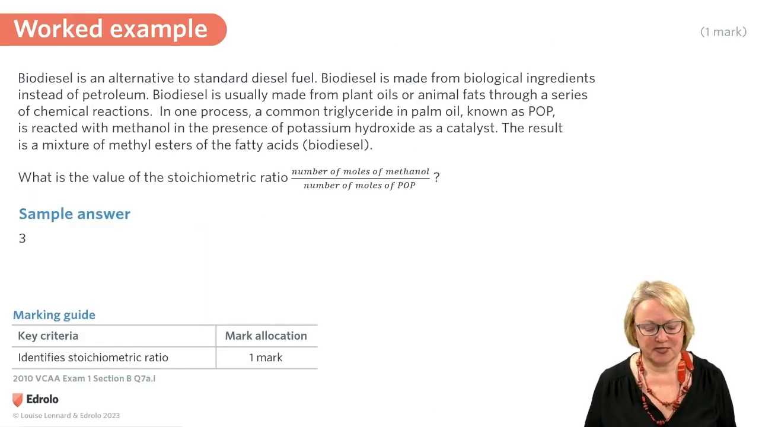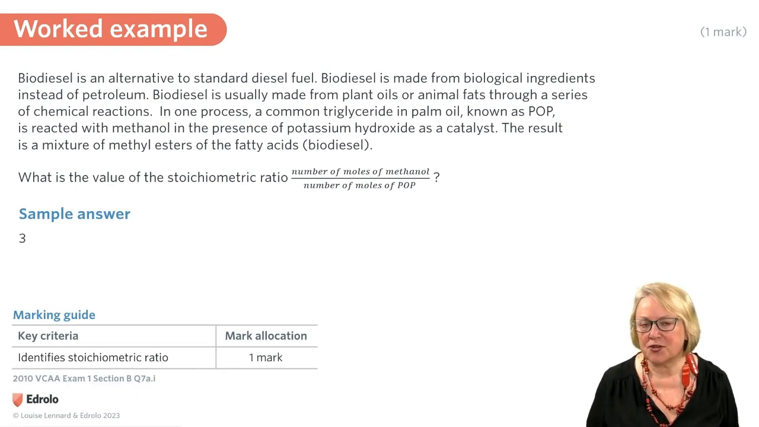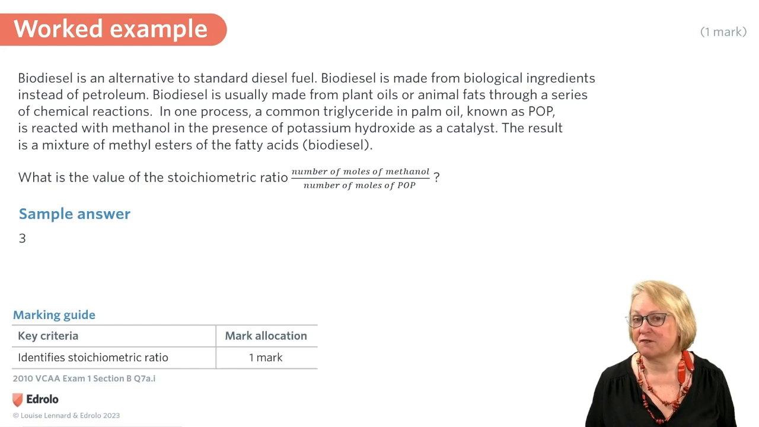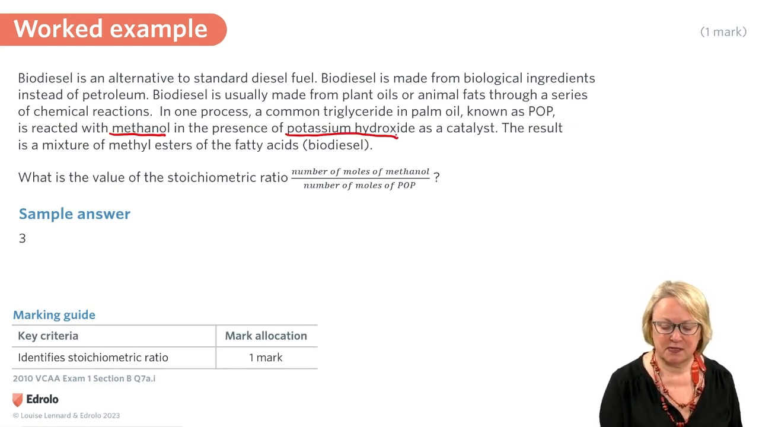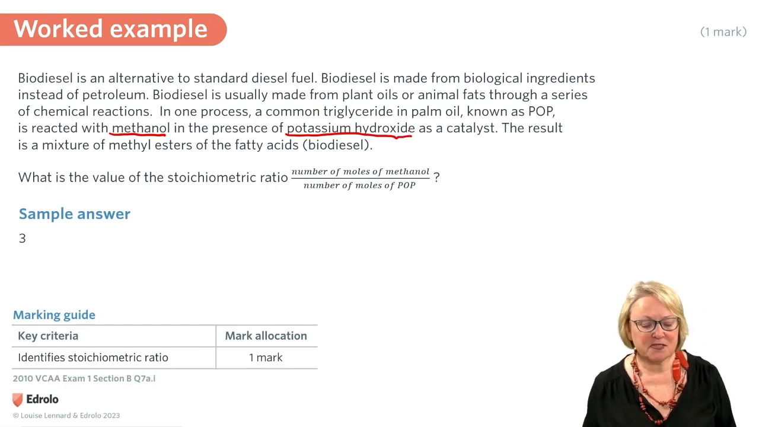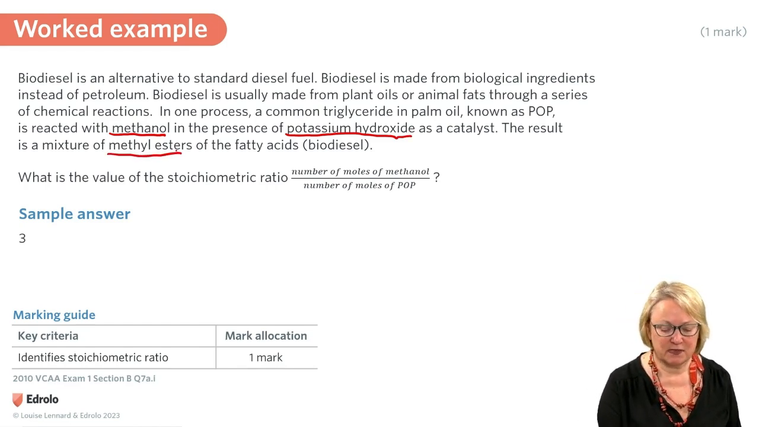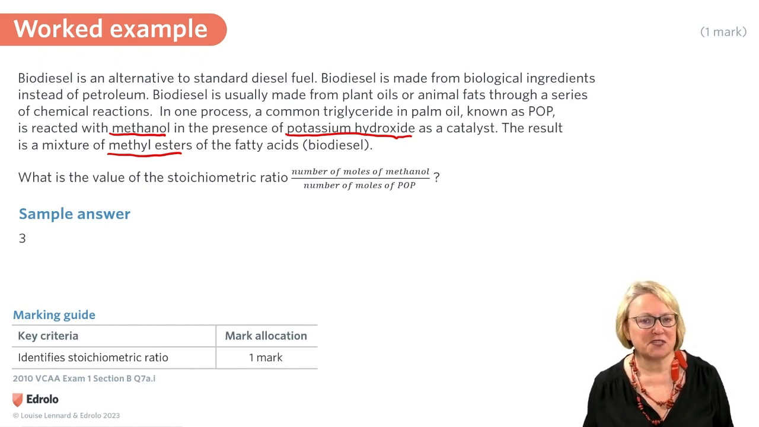Okay, so let's look at a worked example. Biodiesel is an alternative to standard petrodiesel fuel. Biodiesel is made from biological ingredients instead of petroleum, which is a fossil fuel. Biodiesel is usually made from plant oils or animal fats through a series of chemical reactions. In one process, a common triglyceride in palm oil, known as POP, is reacted with methanol in the presence of potassium hydroxide as a catalyst. The result is a mixture of methyl esters of the fatty acids, which are biodiesel molecules.